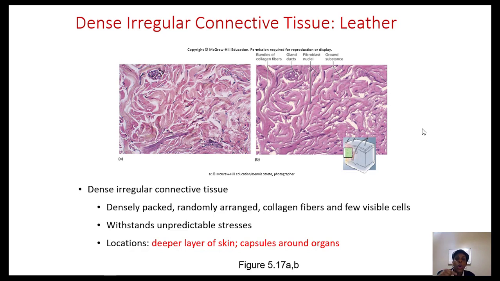So it's the second layer of the dermis. We'll talk about the skin in a few seconds. I'll explain this. So the deeper layer of skin, and capsules around organs. So the dense irregular, like when you have an organ, for example, the heart or the kidney, they're in bags. Those bags are made of dense irregular connective tissue.